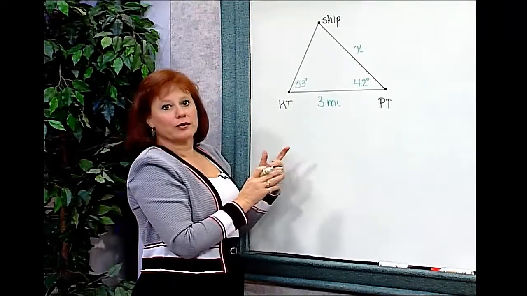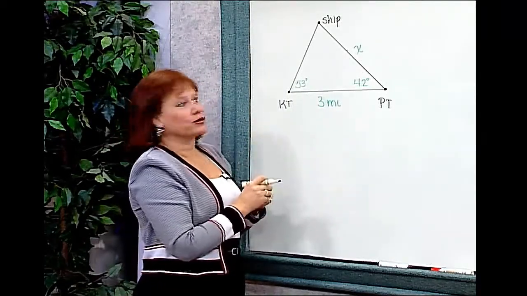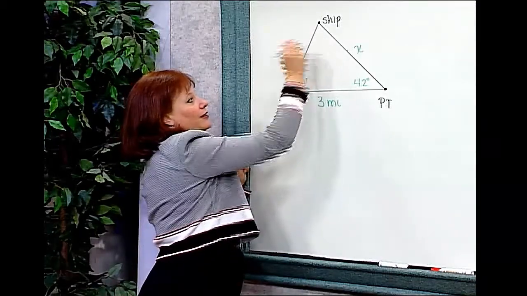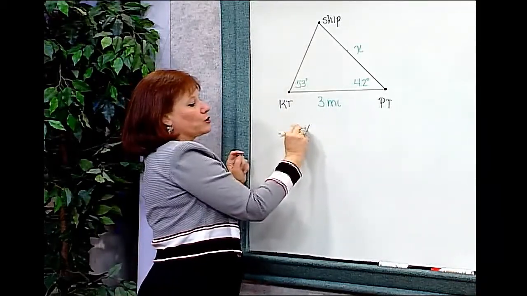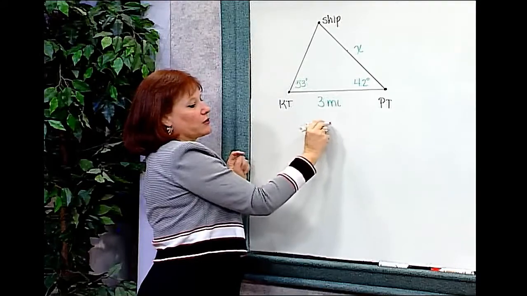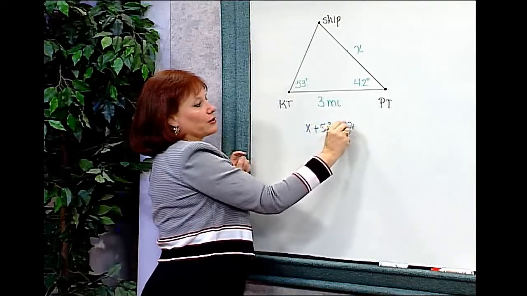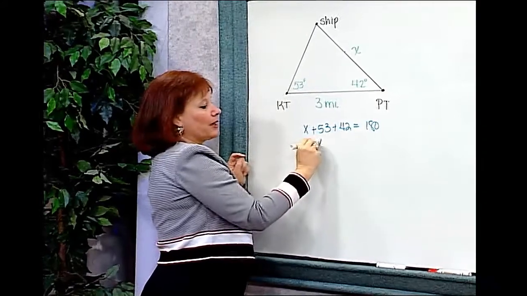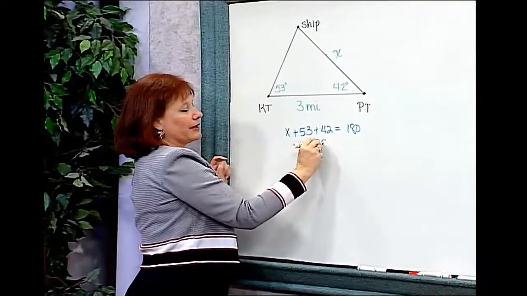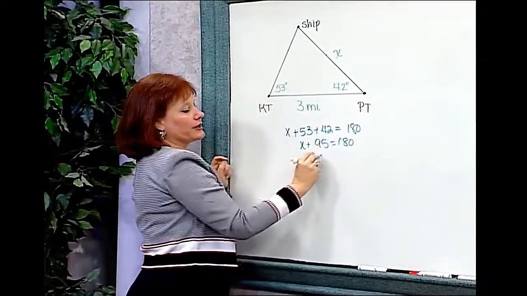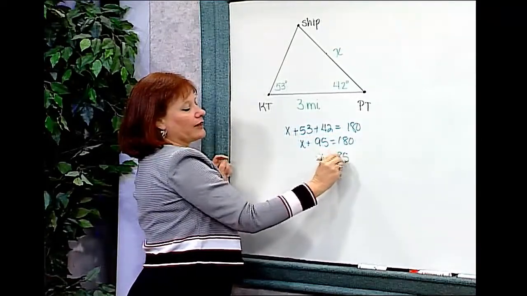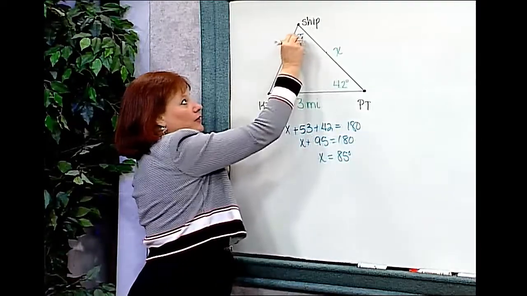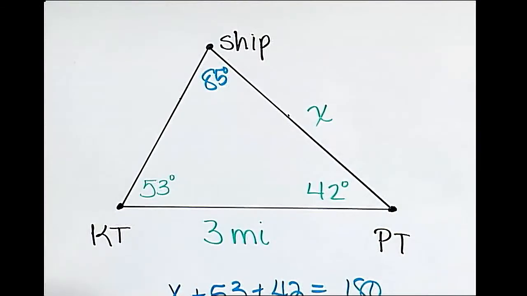I'm in luck, however, because I know there are 180 degrees in a triangle. So if I wanted to find this angle, I know that that angle, which we'll call x, plus 53 degrees plus 42 degrees is equal to 180 degrees. That would mean x plus 95 is equal to 180 degrees, and that little angle would have to be 85 degrees. So we can mark in here that this angle is 85 degrees.